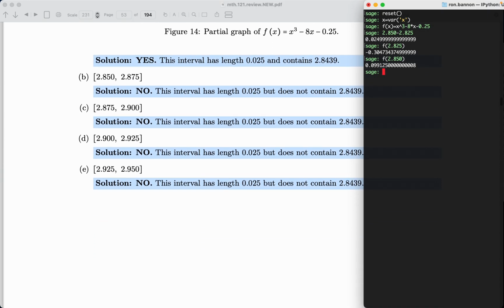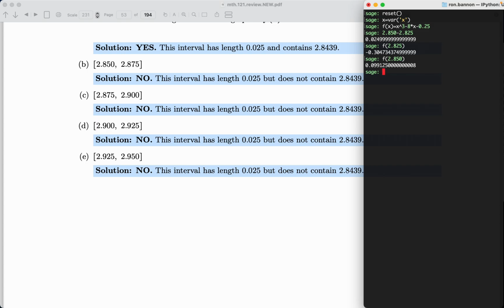Let's do the next one. And again, 2.850 to 2.875 is an interval of length 0.025. And all of these, by the way, are length 0.025. Let's just do the evaluation, f of 2.850. What do you get there? Well, it's going to be a positive number. And if I do the other one, 2.875, that's also a positive number. So there would be no 0 between that, all right?